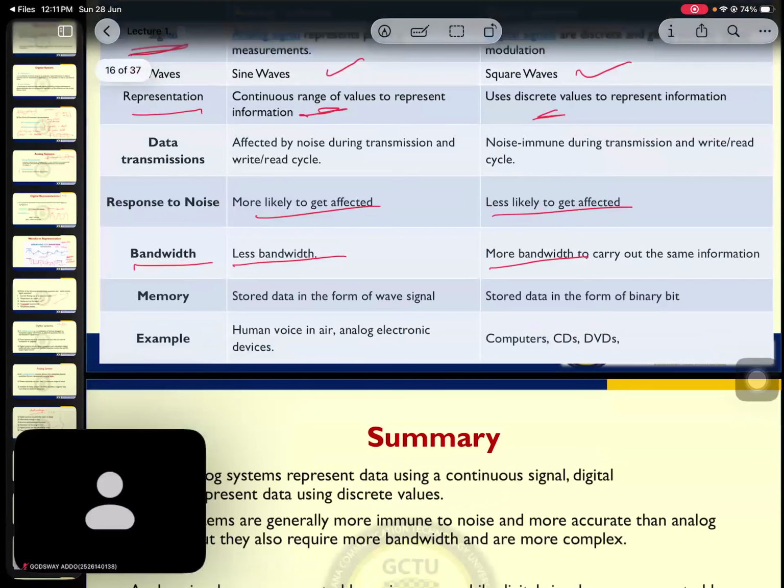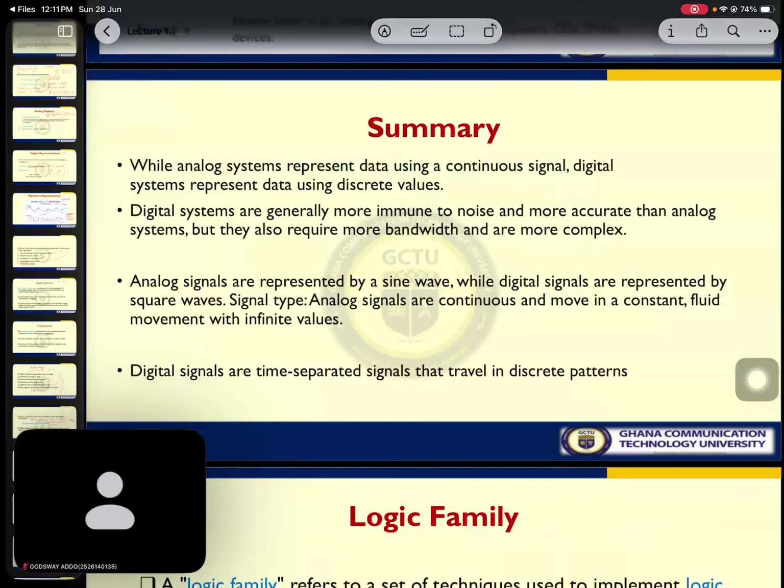Then memory: analog can store data in the form of a wave signal. Digital can store data in the form of binary bits, which are zeros and ones. And the examples are what we have studied in the previous slide. Voice, analog. When you come to digital, we have computers, CDs, and DVDs. This is a summary of what we have studied.